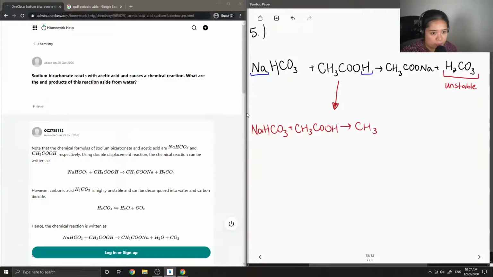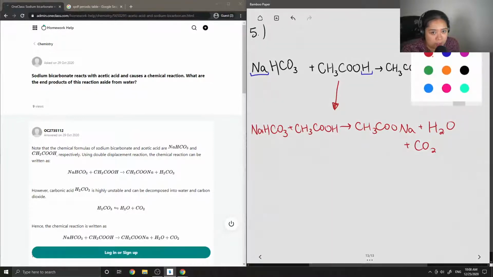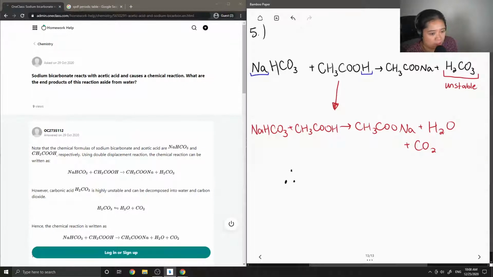Okay, so this product stays the same. But this breaks down into H2O plus CO2. So the end products of this reaction, aside from water, is sodium acetate and CO2.